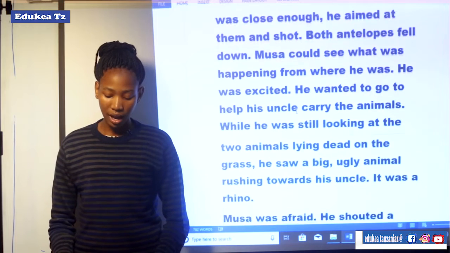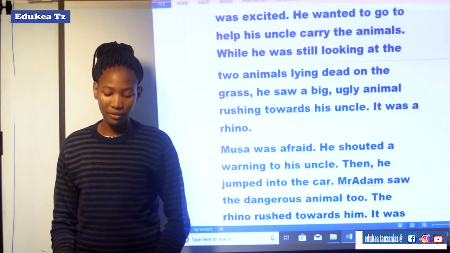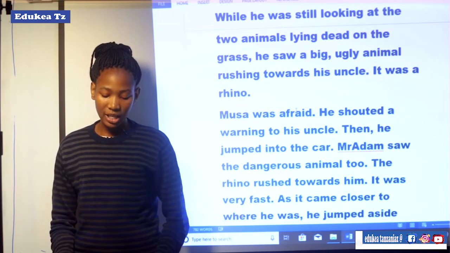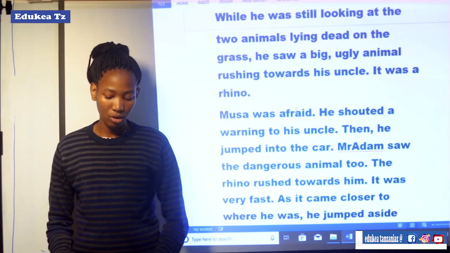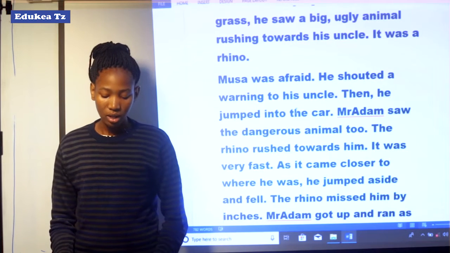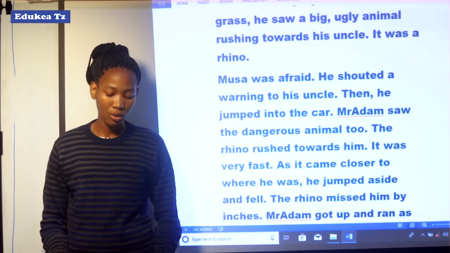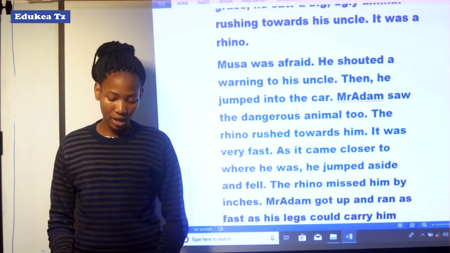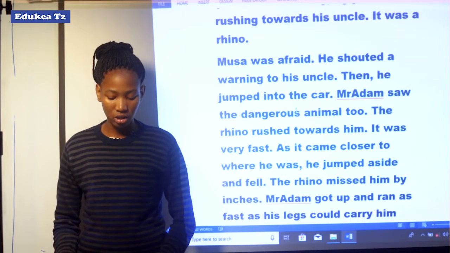lashing toward his uncle. It was a rhino. Musa was afraid. He shouted a warning to his uncle. Then he jumped in the car. Mr. Adam saw the dangerous animal too. The rhino lashed toward him. It was very fast. As it came closer to where he was, he jumped aside and fell. The rhino missed him by inches.